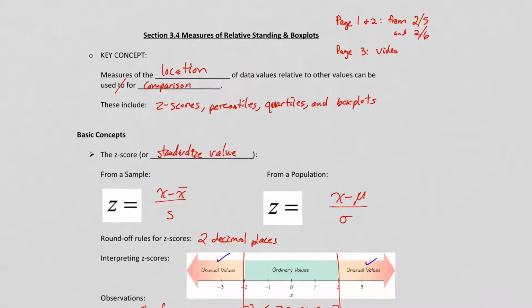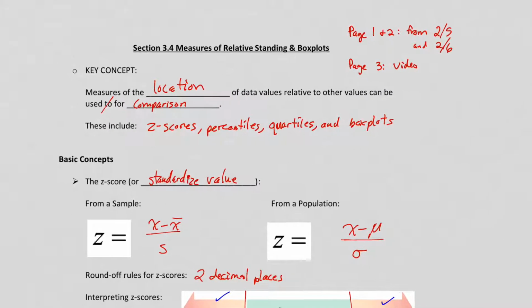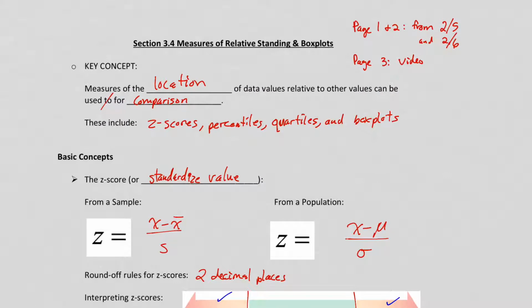So first of all, the beginning of 3.4 is relative standing in Boxplots. So we didn't get time to do Boxplots. As you can see here, last week we talked about pages 1 and 2, and then this video is going to do page 3, which is mostly Boxplots.